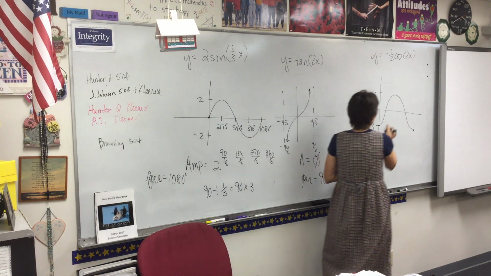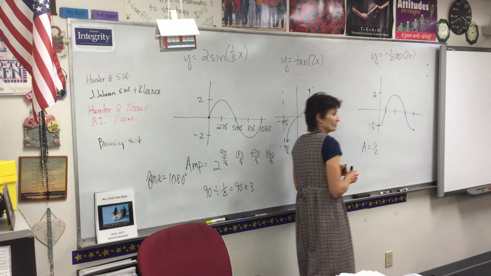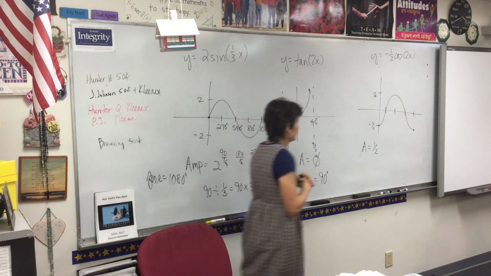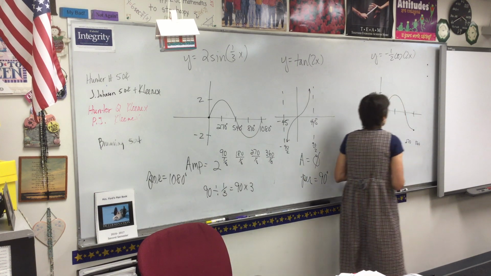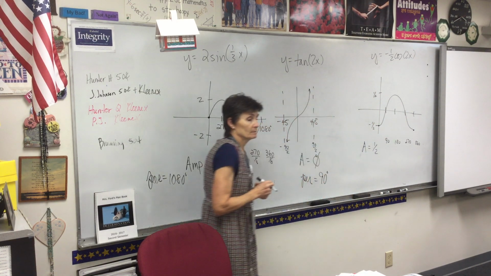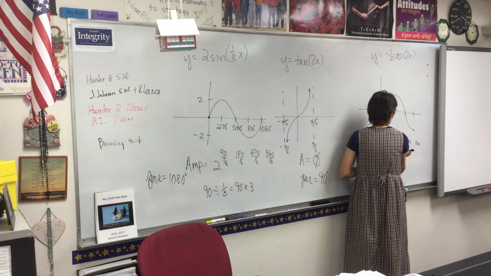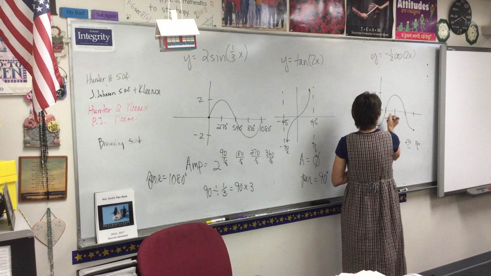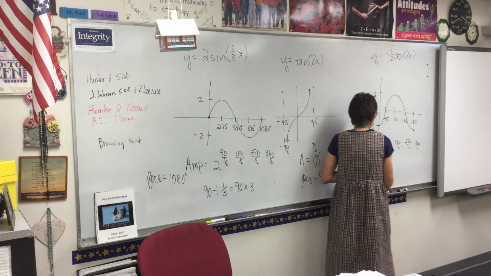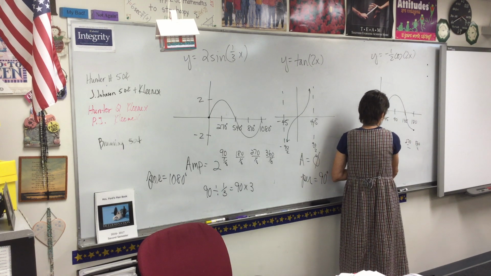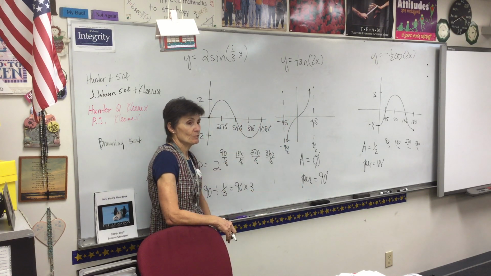Now my labels need to be where I cross, where I peak, where I cross, and where I end. And normally, just like the sine, they'd be at 90, 180, 270, 360. But what have I done? Divided by 2. So my labels are 45, 90, 135, and 180, which makes my period 180 degrees. Any issues with that?